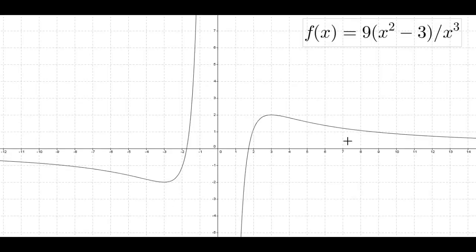So let's look at the function f of x equals 9 times the quantity x squared minus 3, divided by x to the third. And here's a graph of it. You can see visually it looks like we've got a local minima over here near -3 and a local maxima at x equals 3. If we define an interval from -4 to +4, then we have a relative minima at x equals -3 and a relative maxima at x equals 3.